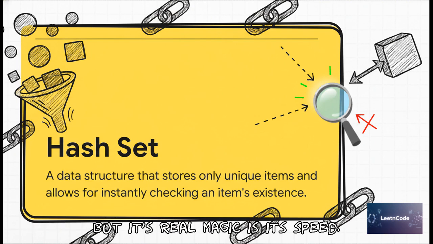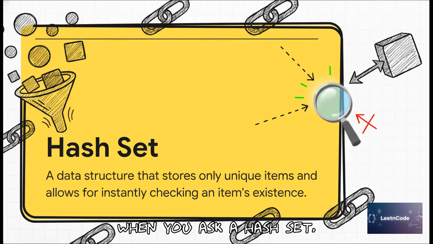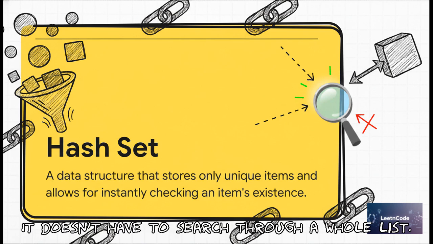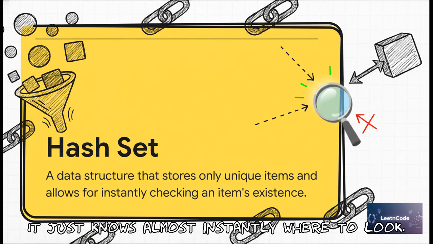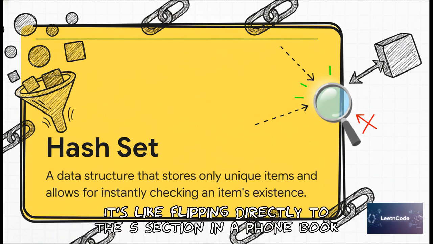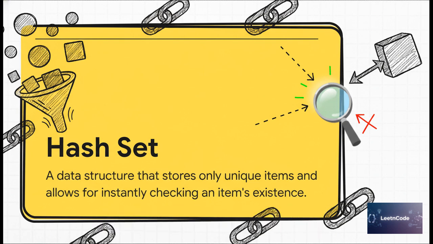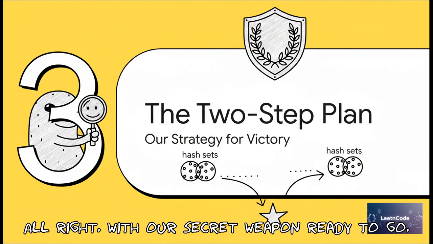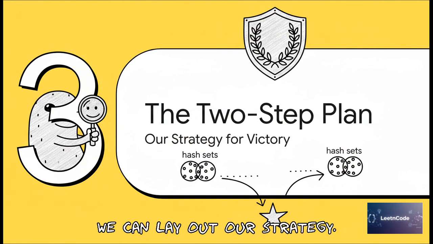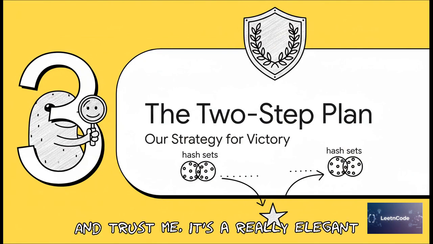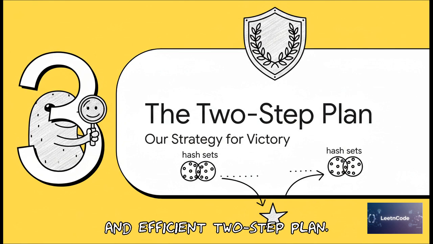But its real magic is its speed. When you ask a hash set, hey, do you have the number 9? It doesn't have to search through a whole list. It just knows, almost instantly, where to look. It's like flipping directly to the S section in a phone book instead of reading every single name from the beginning. It's a game changer. All right, with our secret weapon ready to go, we can lay out our strategy, and trust me, it's a really elegant and efficient two-step plan.